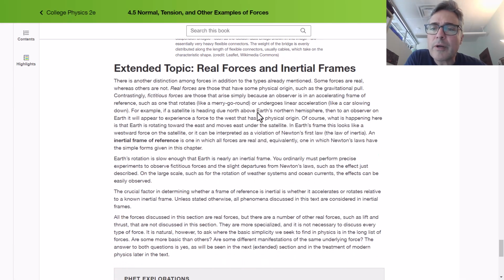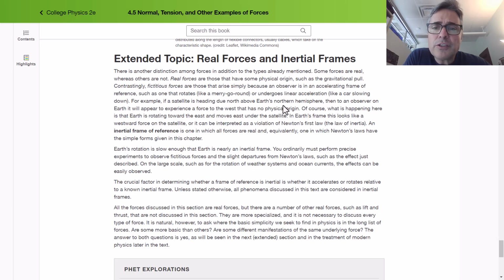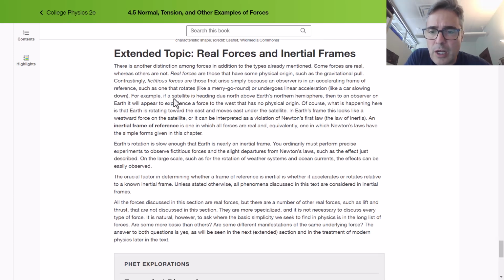And lastly, a little bit of reading about real forces and inertial frames. So all these forces we were talking about are real pushing and pulling forces, which involve two objects either pushing or pulling on each other. There are also what are called non-inertial reference frames, which lead to fictitious forces. So if you're on a merry-go-round, for example, going around and around, you can feel like you're getting pulled towards the outside. Well, that's because you're not in an inertial reference frame, and there's something called a fictitious force there. So you don't draw those on a free body diagram.